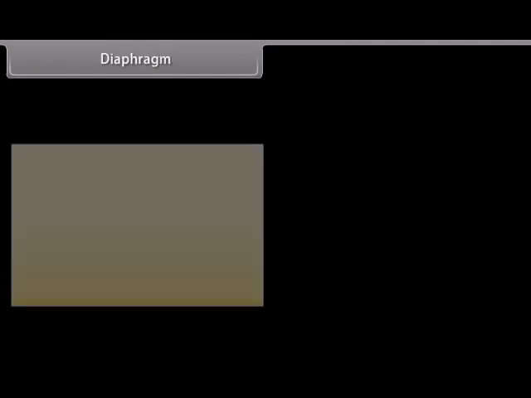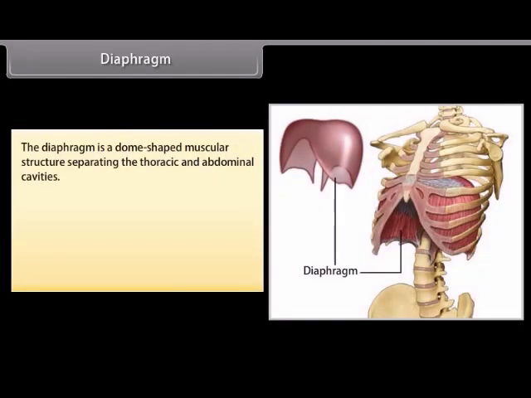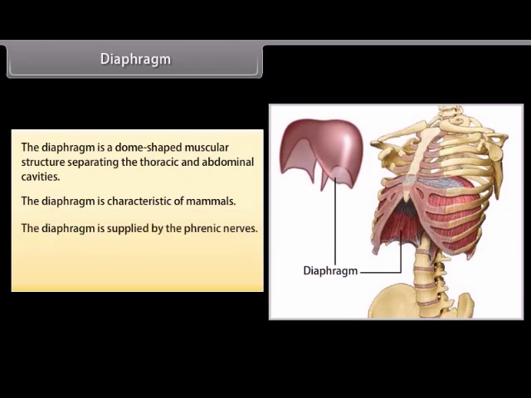Diaphragm. The diaphragm is a dome-shaped muscular structure separating the thoracic and abdominal cavities. The diaphragm is characteristic of mammals. The diaphragm is supplied by the phrenic nerves. Puncturing of diaphragm results in stoppage of breathing and is fatal.